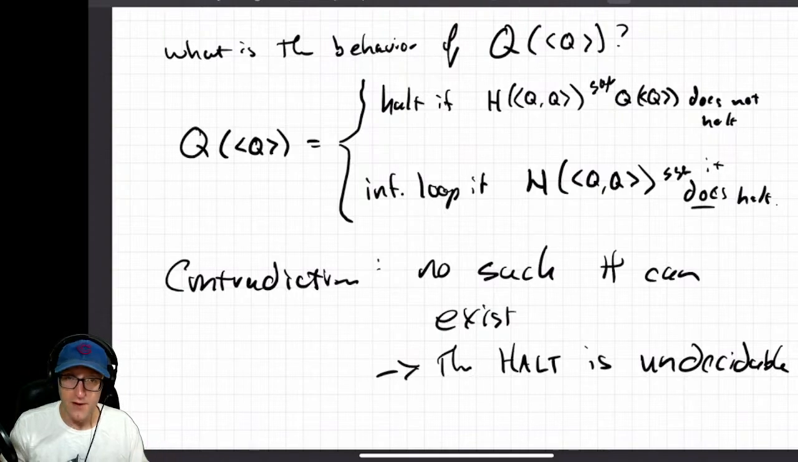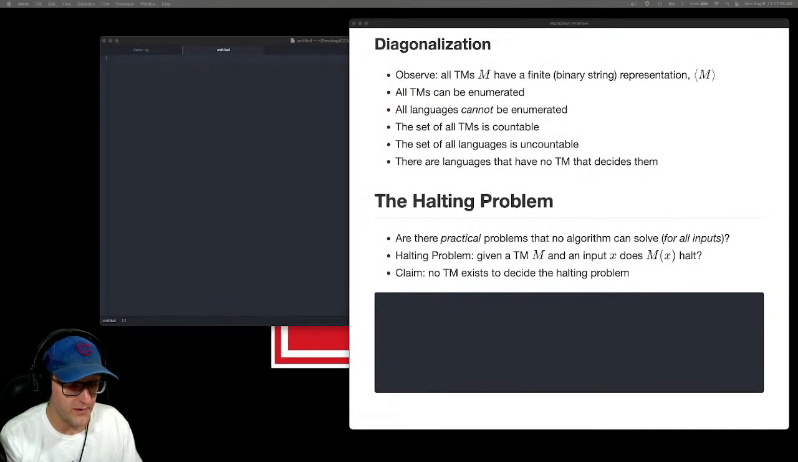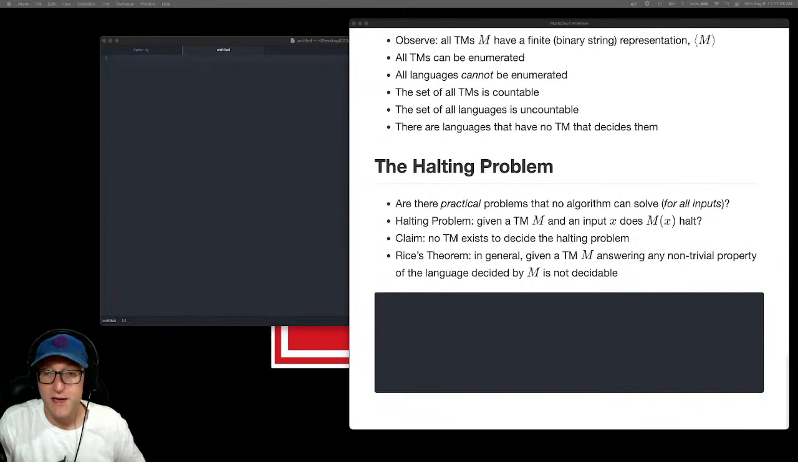Okay, and there are plenty of other practical problems that are undecidable. In fact, there's this larger Rice's theorem that states that in general, given a Turing machine M, answering any non-trivial property of the language decided by M is itself not decidable. It's undecidable. So if you asked the question of is it finite or is it infinite, or any non-trivial property of that language, no machine exists that can give you that answer.